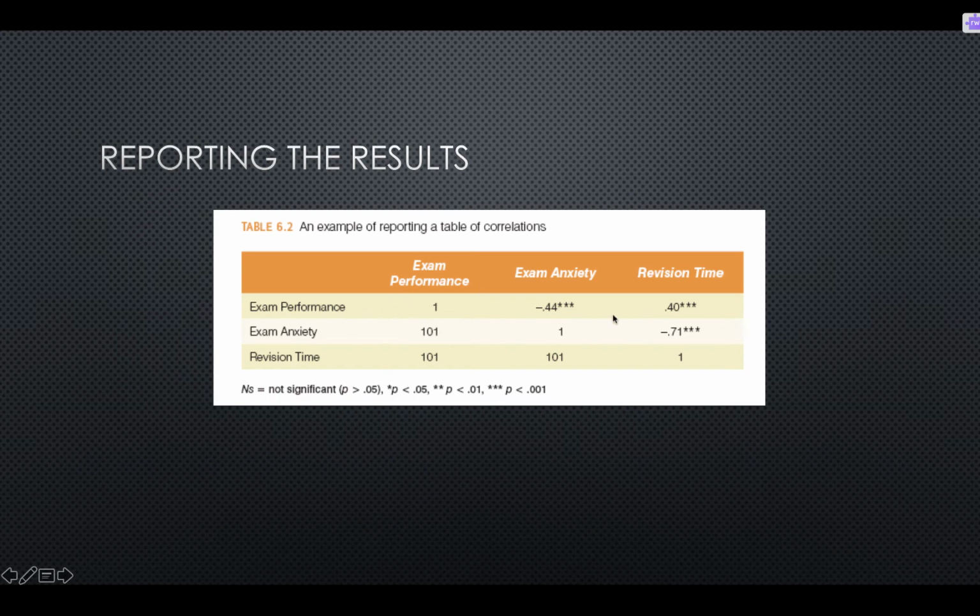Again, here it is in a little better table. So in this case, exam performance and exam anxiety was at a negative .44. Okay? All right?